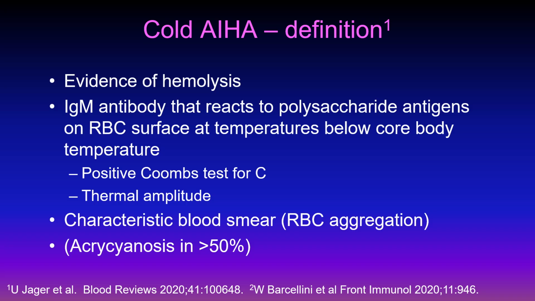So coming to my fourth definition, what is cold autoimmune hemolytic anemia? It's evidence of hemolysis like before. It's now the identification with this Coombs test of an IgM antibody, which we identify by a Coombs test that's positive only for the substance called complement, and by a characteristic blood smear, which I just showed you, with red cell aggregates, and probably also, in about half the patients, this change in your fingertips, your ears, nose, and toes called acrocyanosis.